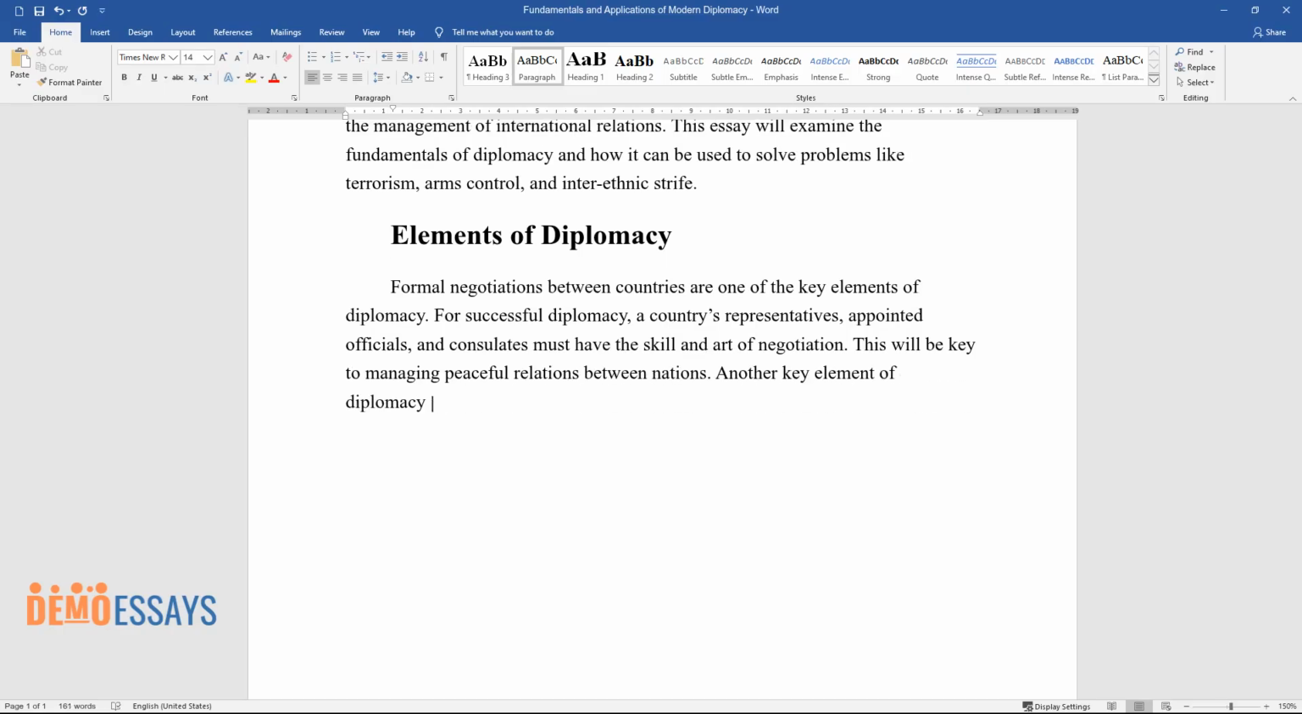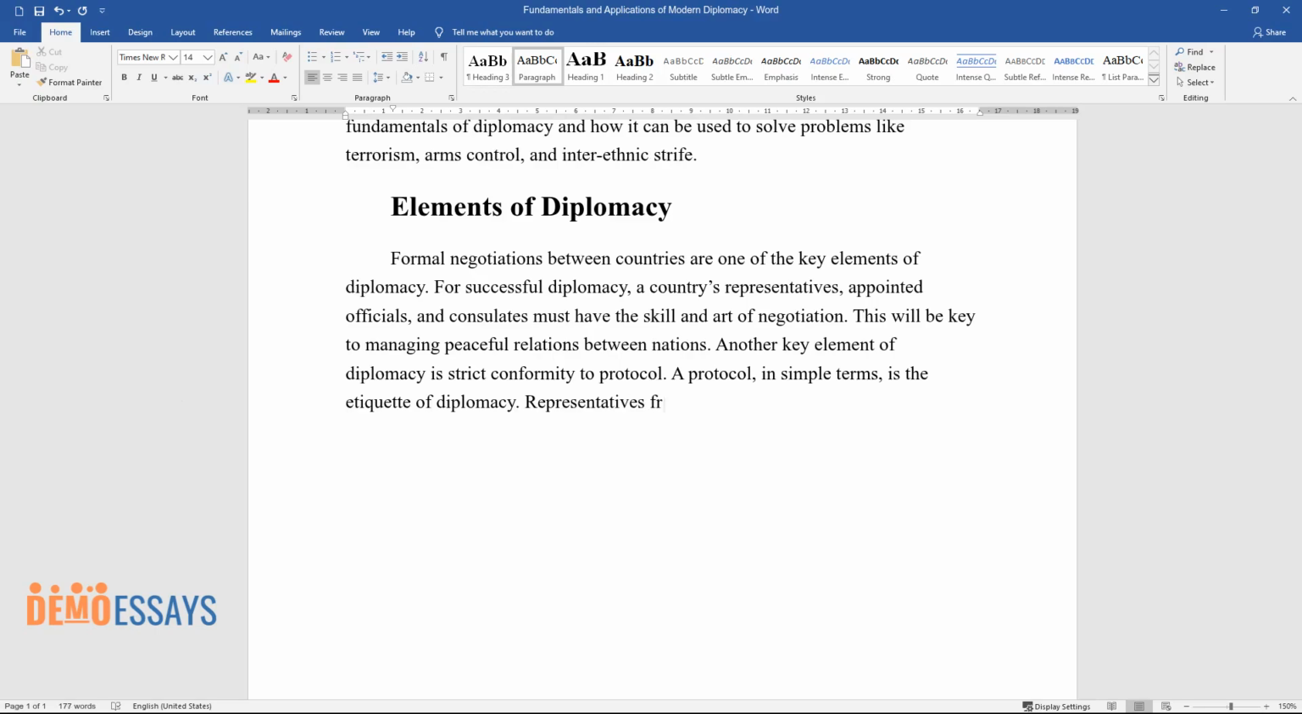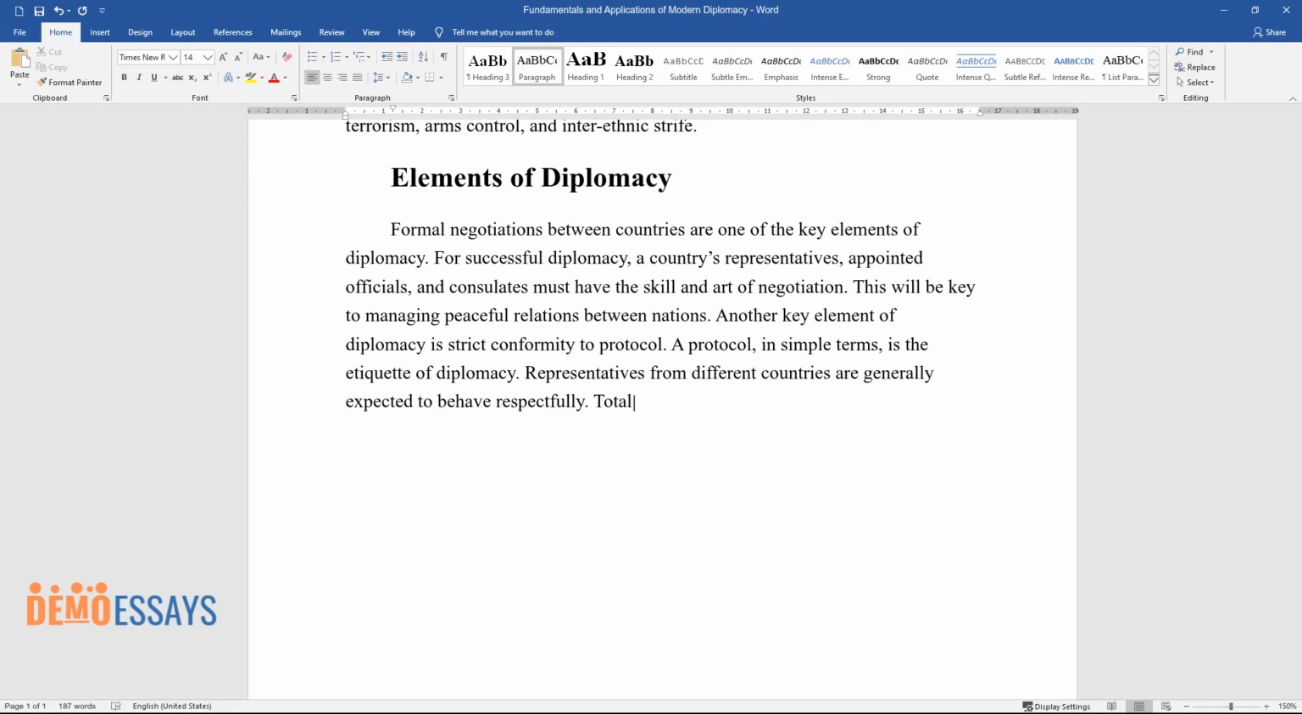Another key element of diplomacy is strict conformity to protocol. A protocol, in simple terms, is the etiquette of diplomacy. Representatives from different countries are generally expected to behave respectfully.